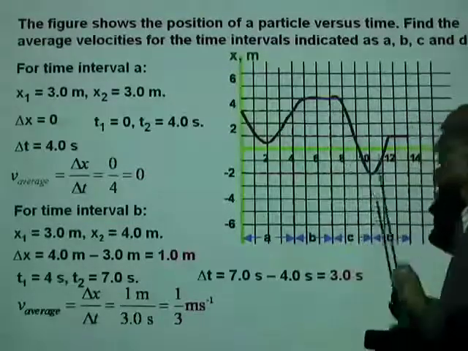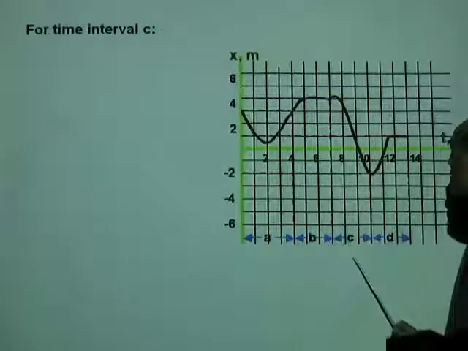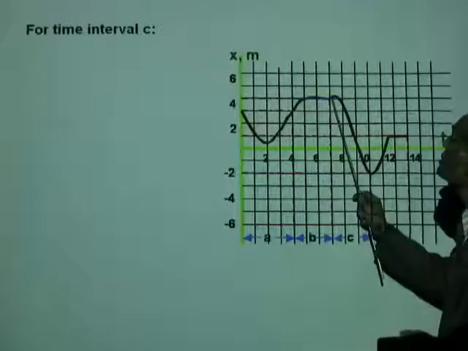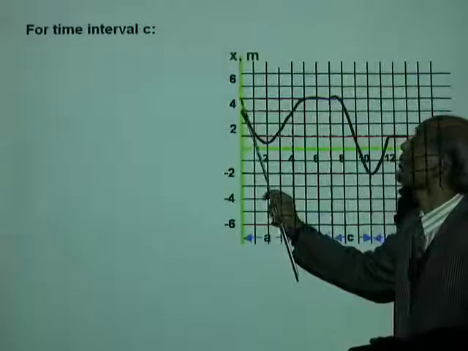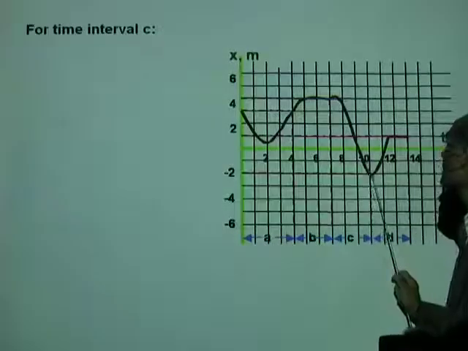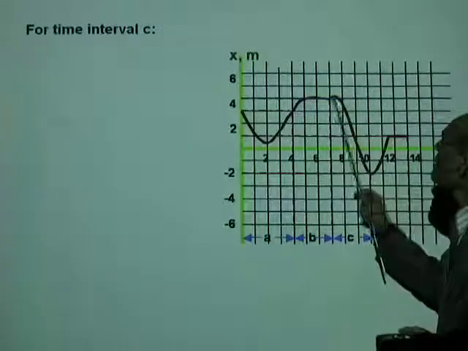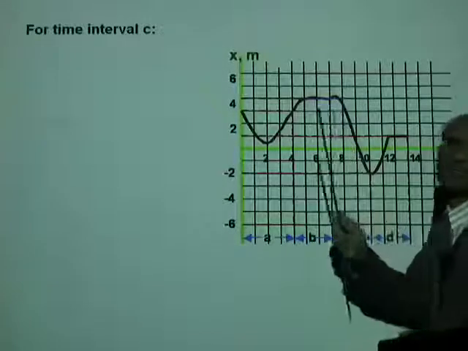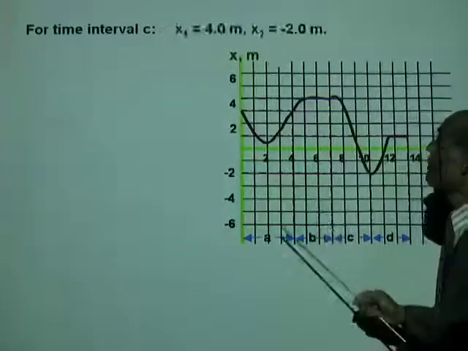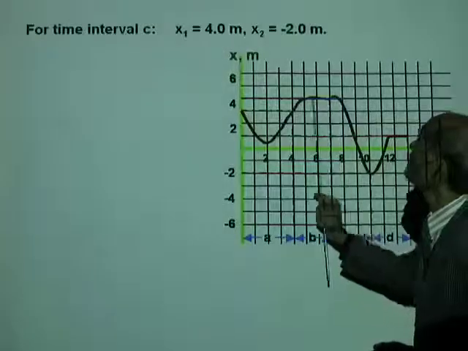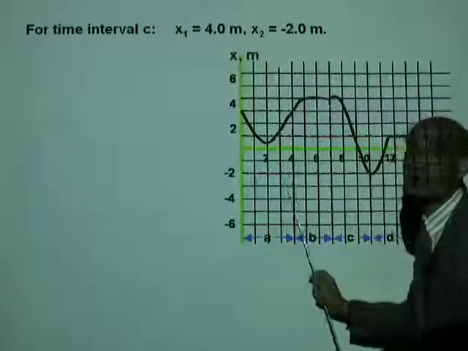Alright, let's go to C. Can you do that on your own? For the time interval C, what is the initial position? The initial position is x equal to 4. The final position is x equal to -2. Ignore that little bump. That is caused by my moving of the mouse. Alright, so x1 equal to 4 meters, x2 equal to -2 meters.